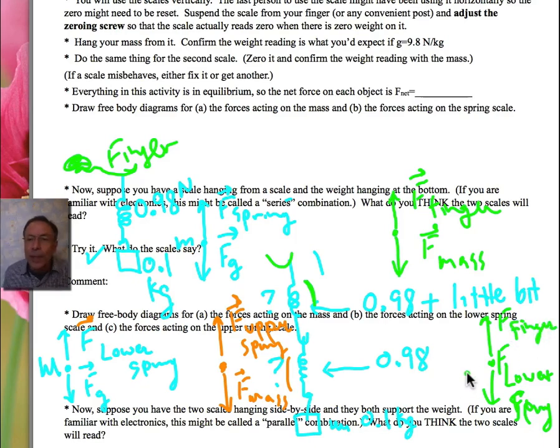All right, so we've got three free body diagrams. One for the upper spring, that's this one here. One for the lower spring, that's this one here, and one for the mass. So for three objects, you need three free body diagrams.